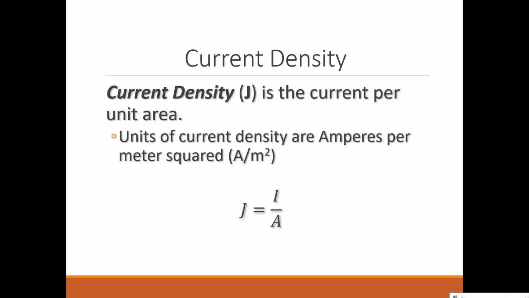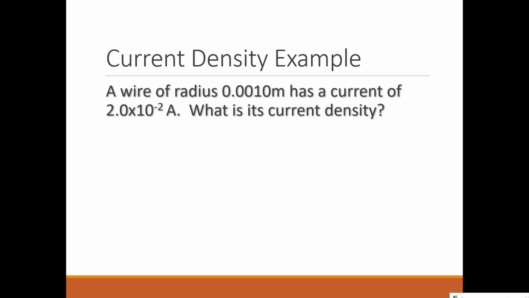we divide the current that's running through any part of a wire or any part of a circuit by the cross-sectional area that it's going through. Let's do an example using this equation. In this example, we have a wire of radius 0.001 meters, or a millimeter wide wire, and it has a current going through it of 0.02 amps. What we want to find out is the current density in this wire.